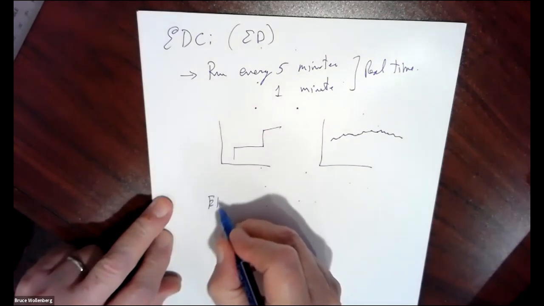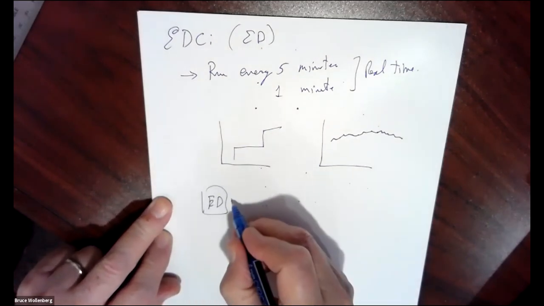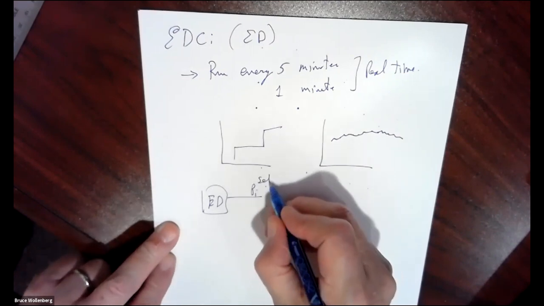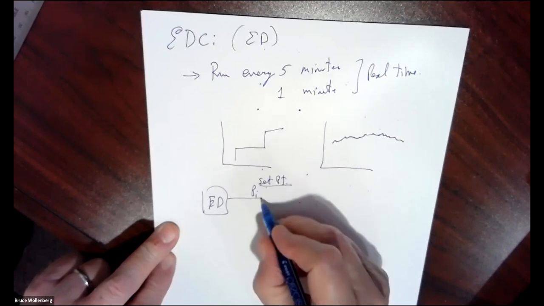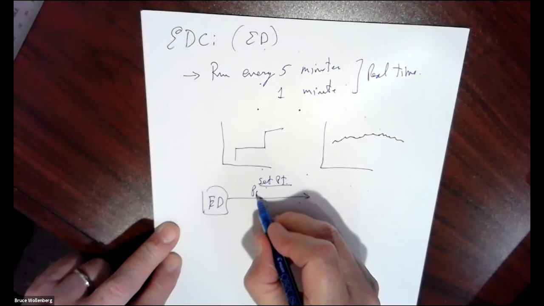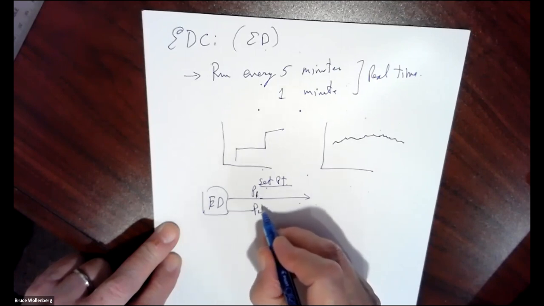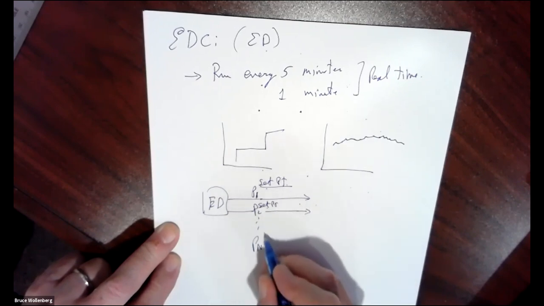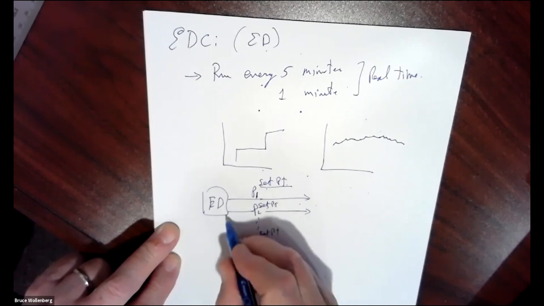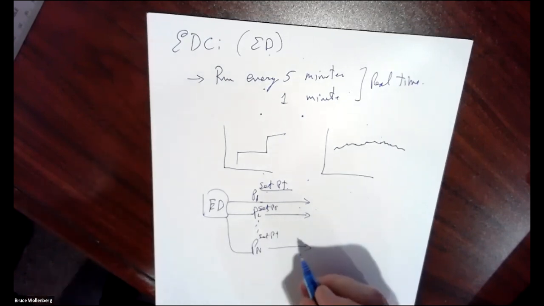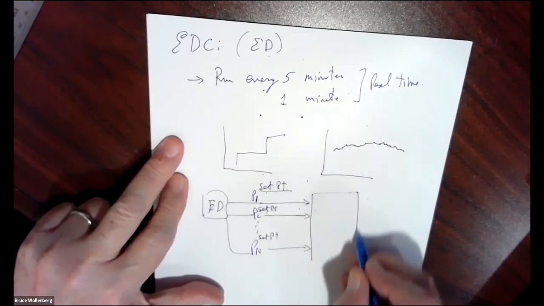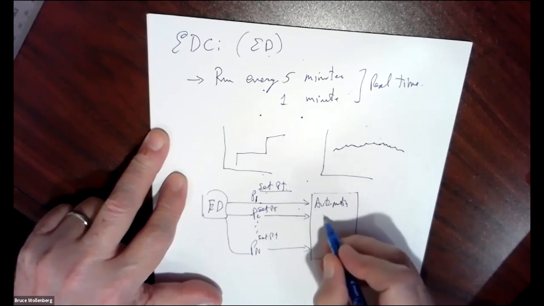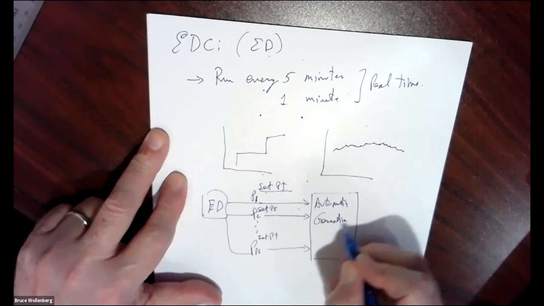So the economic dispatch, for every generator, calculates a piece of my set point. And then it sends that, let's just say P1, P2 set point, down to PN set point. And this goes into our automatic generation control.